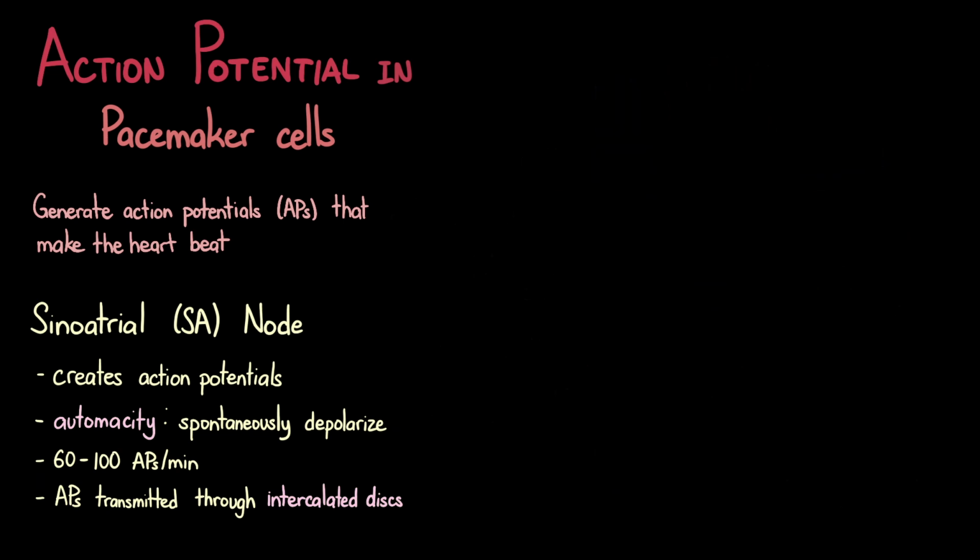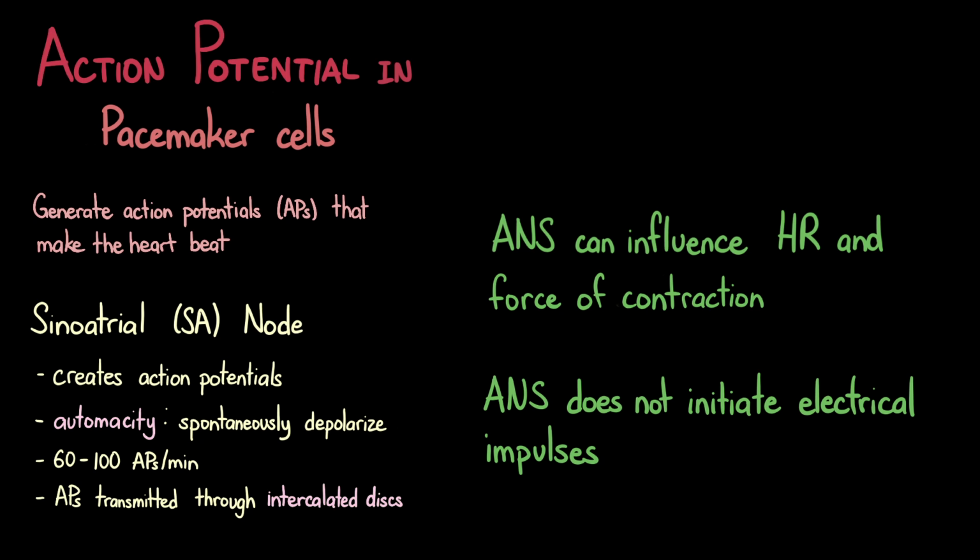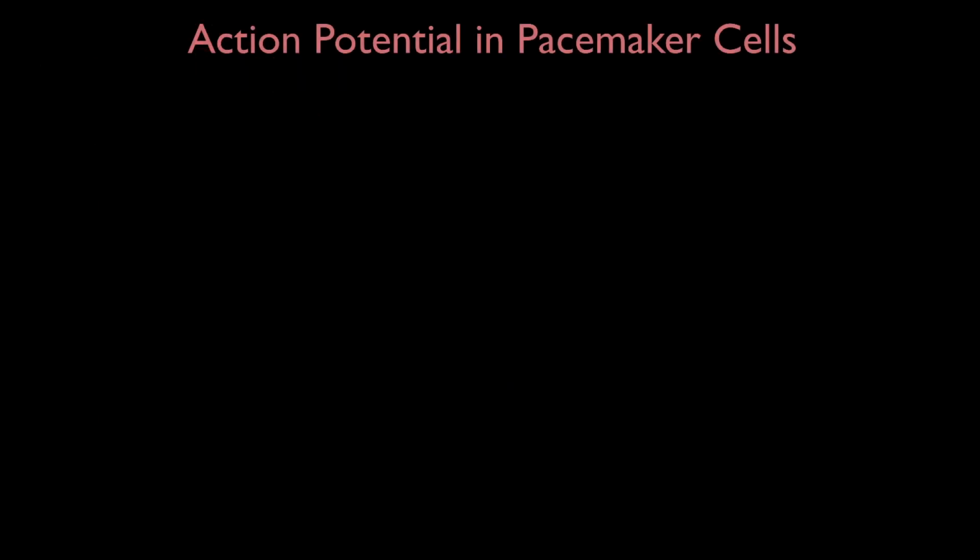One important thing to note is that although the autonomic nervous system can change your heart rate and the strength of cardiac contraction through neuronal or hormonal influences, the ANS does not initiate the electrical impulses that lead to a heartbeat. Let's look at action potentials now.